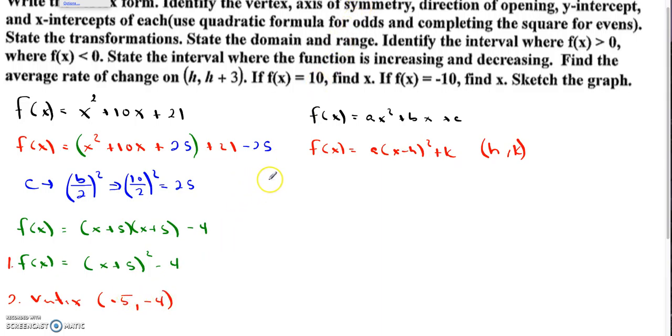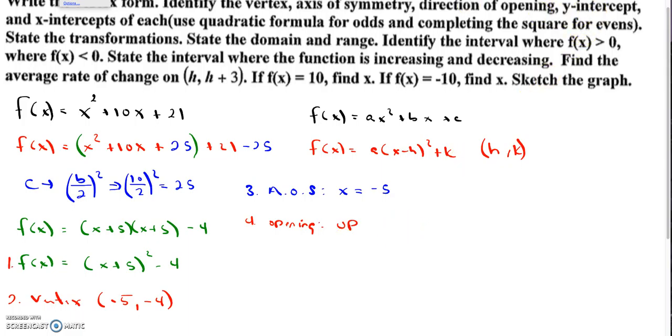Once I have that, then it asks me for the axis of symmetry. So I'm going to abbreviate the axis of symmetry as AOS. Axis of symmetry is an equation, and that's going to be x equals, and whatever the x value is, negative 5. Next is the direction of opening. Well, going from my standard form or vertex form, the a value is positive. So the opening is going to be a parabola going up.